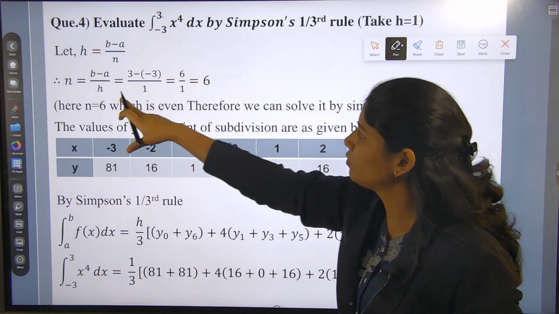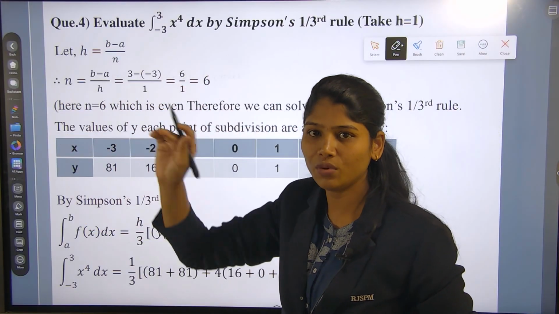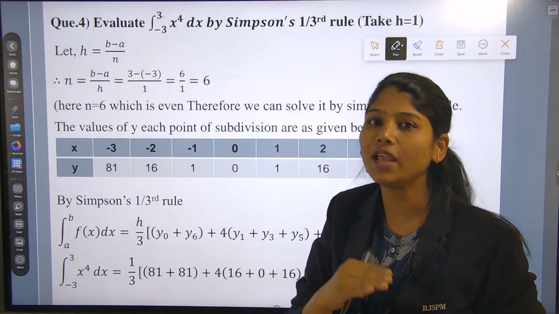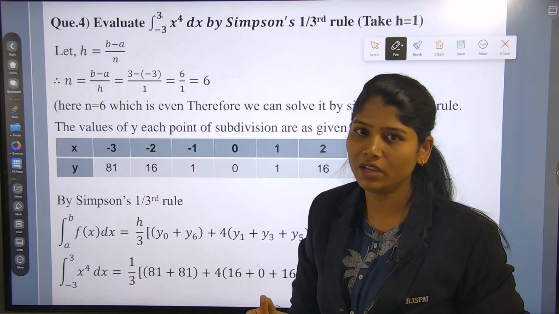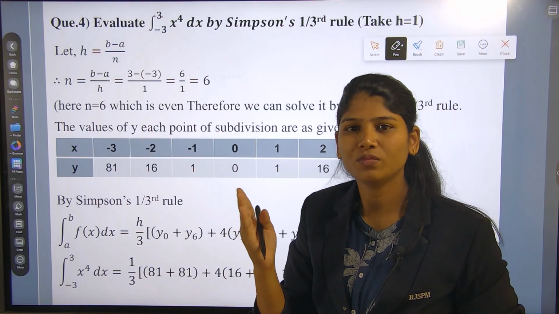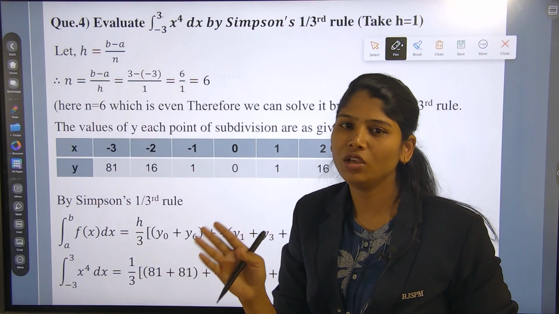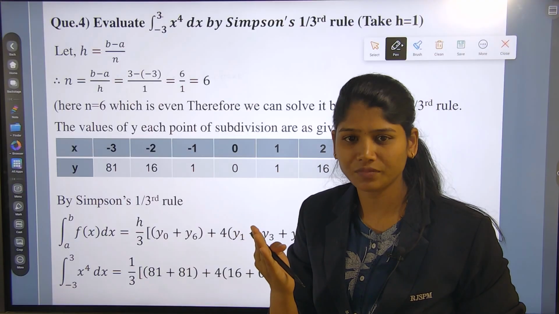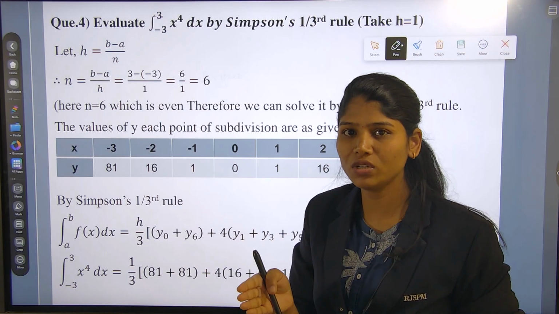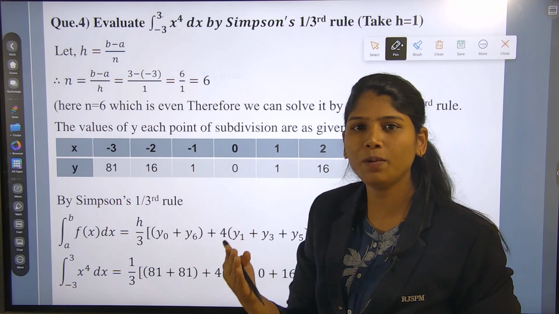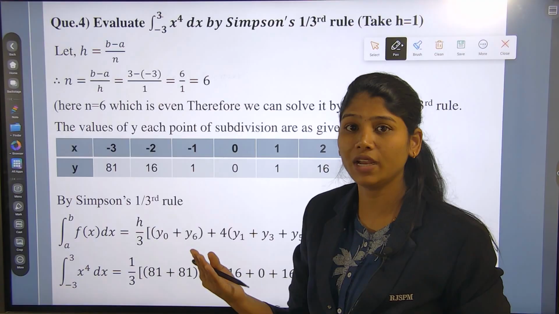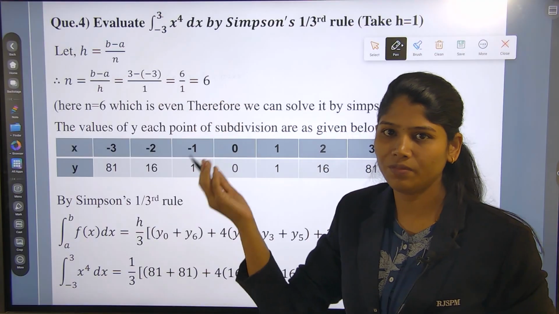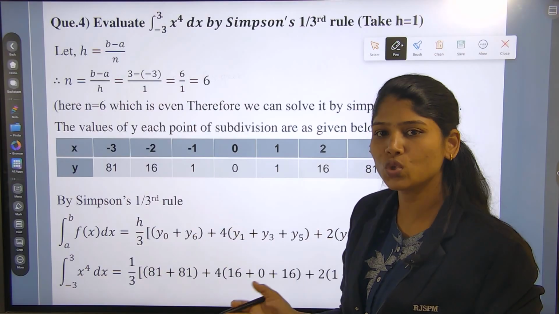सो फर्स्ट फाइंड आउट द वैल्यू ऑफ n. क्योंकि n क्यों फाइंड आउट करना है? चेक करना है आपको. सिम्पसन्स 1/3 यूज़ करना है, 3/8 यूज़ करना है और ट्रेपेजॉइडल करना है. अगर n की वैल्यू कोई भी होगी, इवन और कुछ भी होगी, तो आप ट्रेपेजॉइडल रूल यूज़ करोगे. अगर n की वैल्यू इवन होगी तो सिम्पसन्स 1/3 रूल यूज़ करना है. अगर n की वैल्यू मल्टीपल ऑफ 3 होगी तो आपको सिम्पसन्स 3/8 रूल यूज़ करना है. ओके, सो हियर n इज 6, it is even, so we can apply Simpsons 1/3 rule.